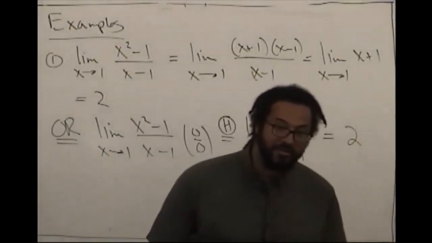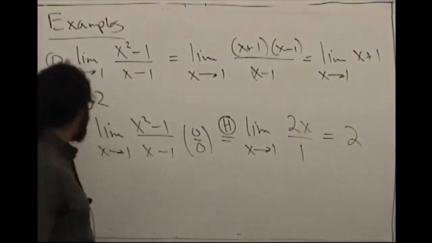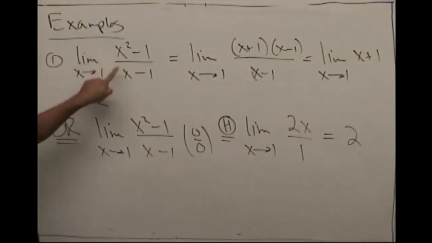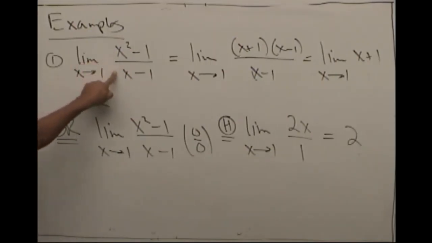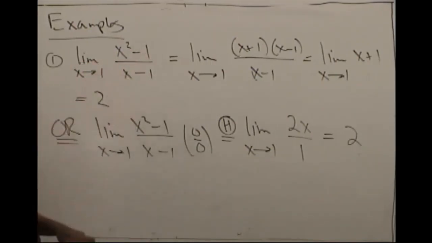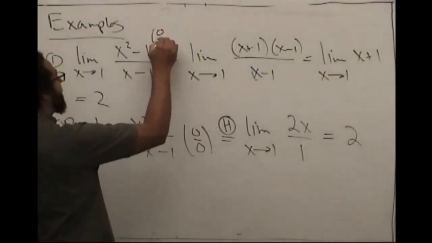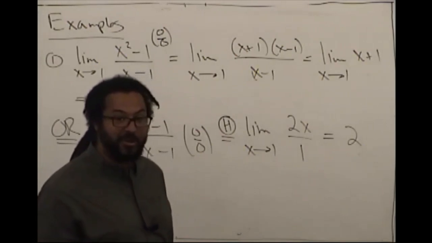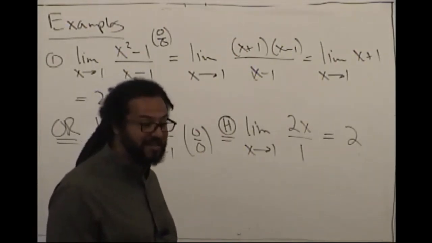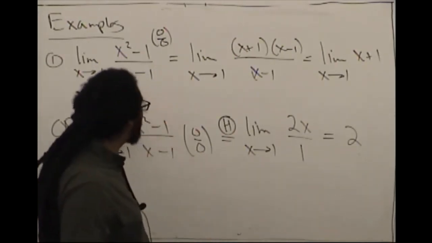Okay, here's an old familiar example. The limit as x approaches 1 of x squared minus 1 over x minus 1. If you try to plug in 1, that doesn't work. You get the form 0 over 0. That's one of the indeterminate forms, and that indicates that maybe we should try some algebra to rewrite this thing in such a way that we can just plug in a 1.